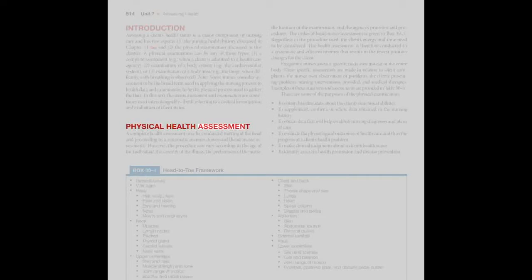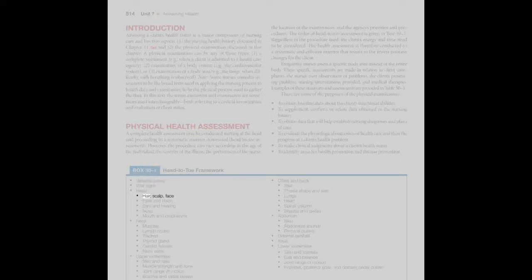Physical health assessment. A complete health assessment may be conducted starting at the head and proceeding in a systematic manner downward, head-to-toe assessment. However, the procedure can vary according to the age of the individual, the severity of the illness, and the preferences of the nurse. Box 30-1, head-to-toe framework.